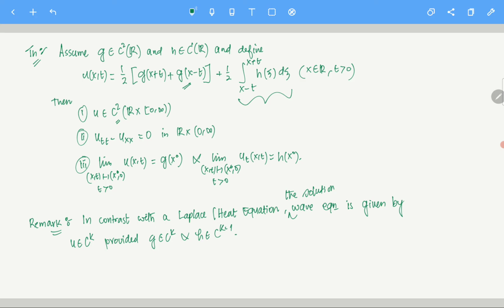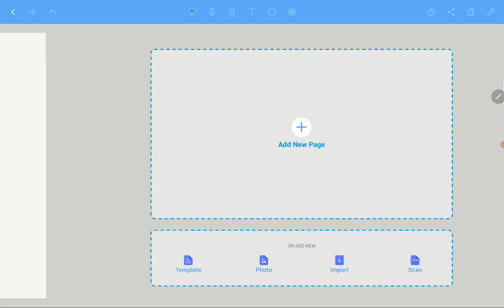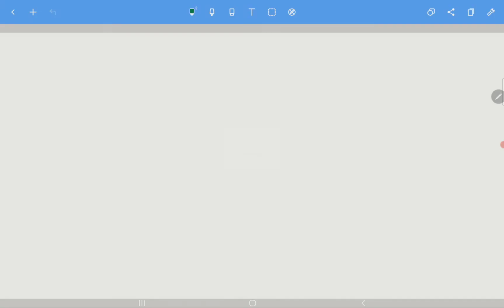As opposed to the heat equation. Do you understand? In the heat equation any solution was going to be a C infinity function, but here it may not be. So if G is Ck and H is Ck minus 1, then u is Ck, but you cannot say this is C infinity. So that's a small remark. This is one very vital important difference between the elliptic, the parabolic and the hyperbolic case.